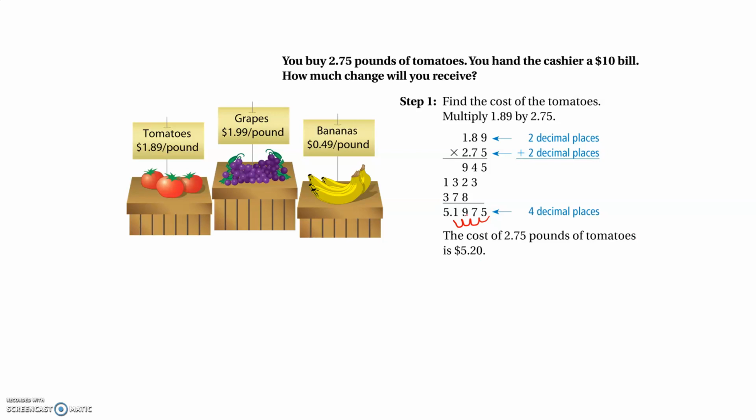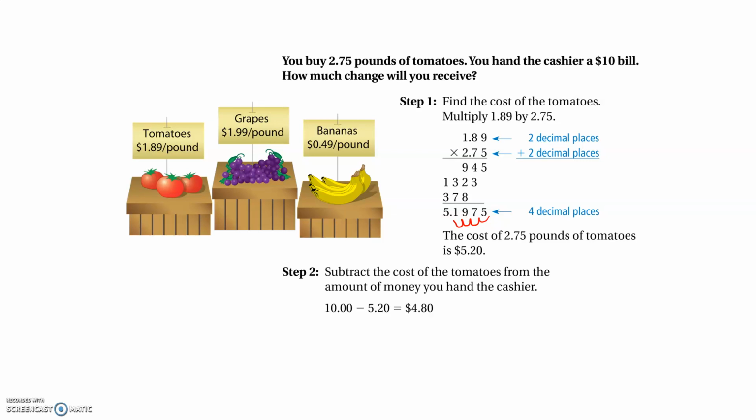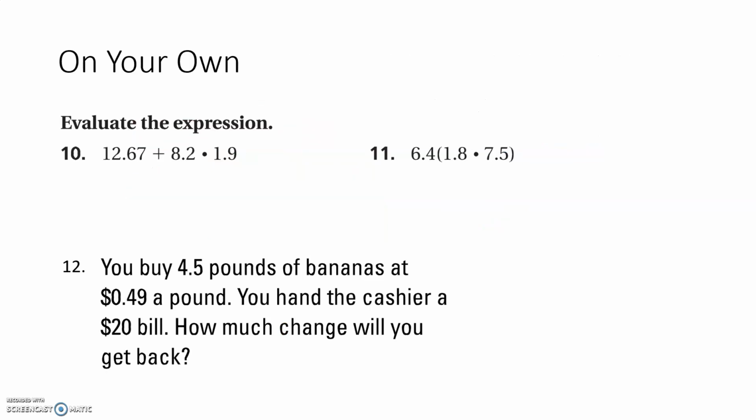The reason why we got $5.20 is because we don't have anything for that extra fraction in terms of money. So we just rounded it to the nearest penny. All right. So step 2, subtract the cost of the tomatoes from the amount you handed the cashier. So 10 minus $5.20 equals $4.80. So you receive $4.80 in change. All right, go ahead and do the next one on your own.